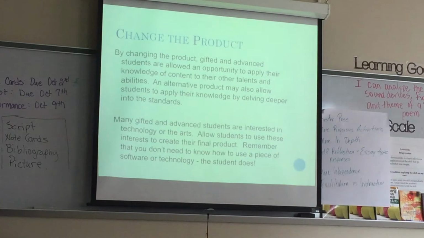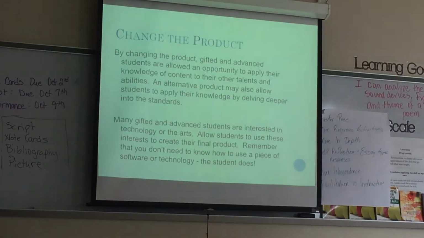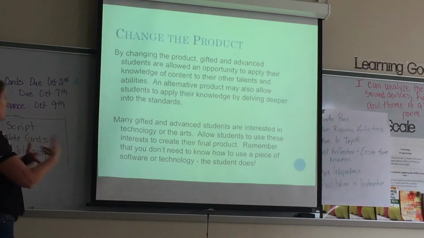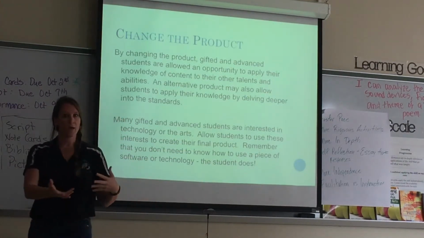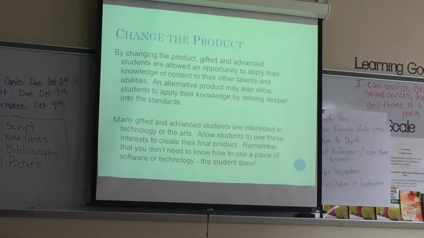Next one is change of product. So how they're going to show you that they've mastered a concept. When you think of your basic class, if you're having them do a certain lab, maybe the way they show their knowledge for that lab is a little bit different than how you have your advanced if they're doing the same lab. That is how you can change the product. So what it is you're actually asking them to do. I know on here it says allowing your gifted or advanced students to show their interests too by showing the technology or arts and how they present it. You have to think about how that would actually be relevant to science.